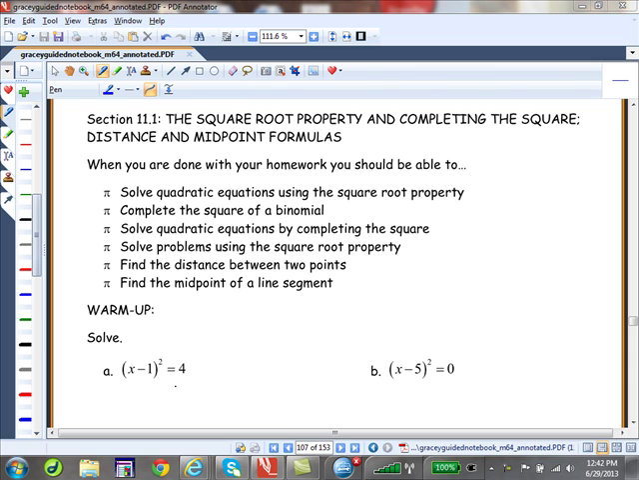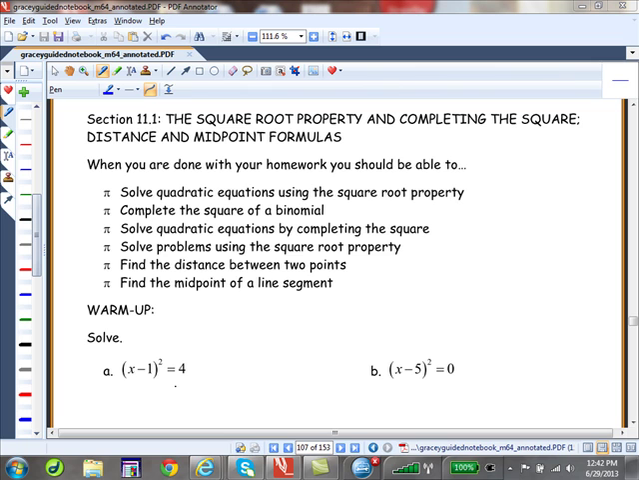We're on chapter 11 right now, which is all about solving quadratic equations and functions. What we start with is solving using the square root property and completing the square, and we also learn about the distance and midpoint formulas and the Pythagorean theorem as well. So here we go.